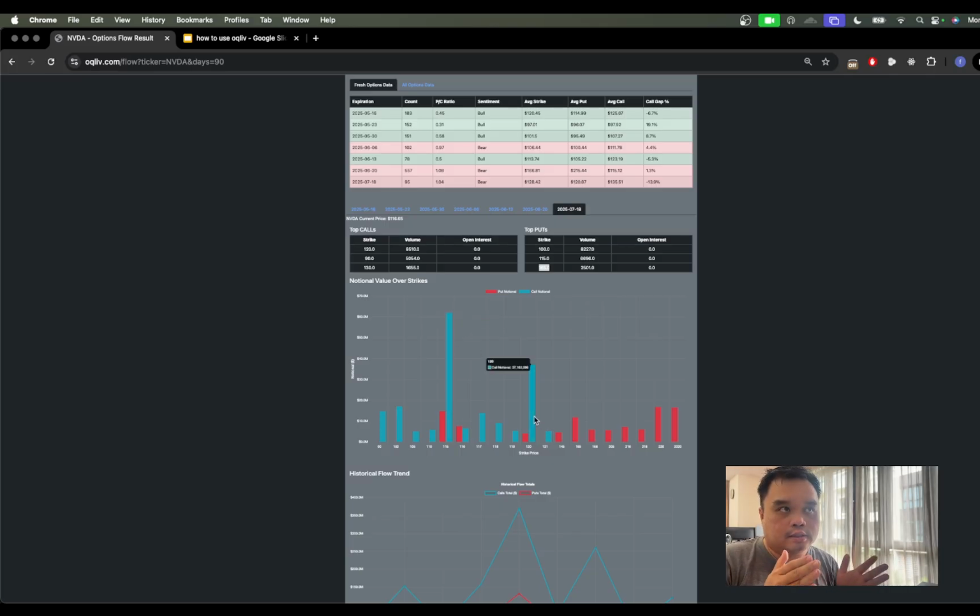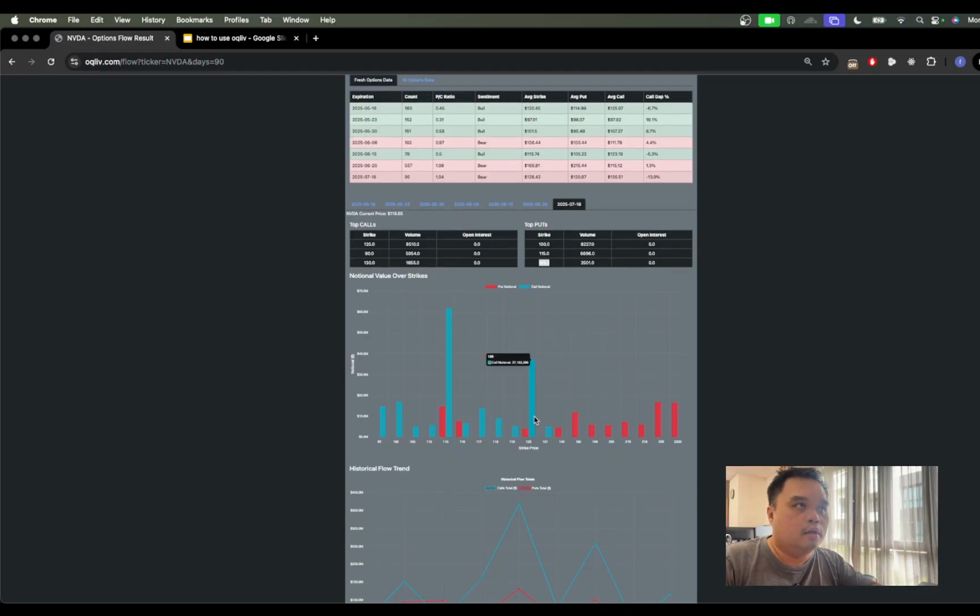And you are going to see this call wall as well at 120. This is how I can tell that NVIDIA is going to climb up to 115 next within a couple of weeks. That's where I can see how the stock price is going to climb up. Basically, that's the idea of how the stock price is being measured in here.